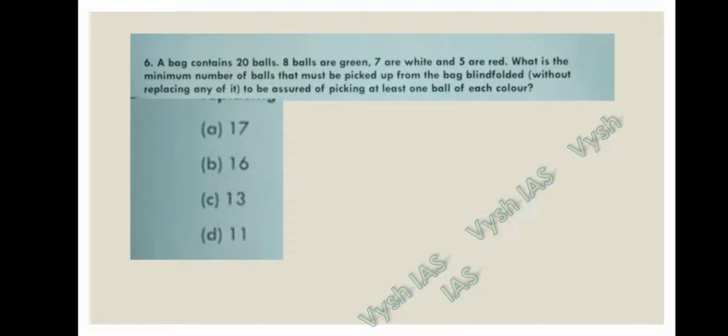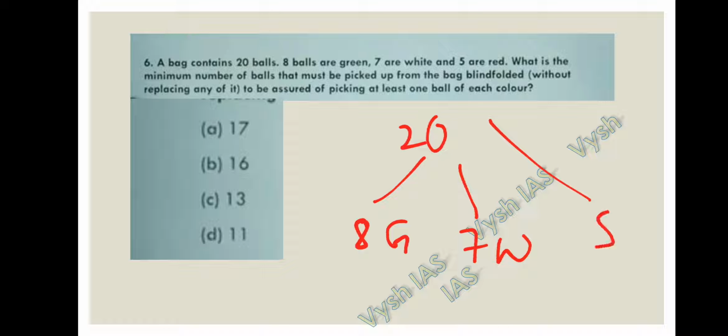Question number 6. A bag contains 20 balls. From these 20 balls, 8 balls are green, 7 are white and 5 are red. What is the minimum number of balls that must be picked up from the bag blindfolded without replacing, to be assured of picking at least one ball of each color? So they have given that there are 20 balls, among which 8 are green, 7 are white and 5 are red. So at least one of each should be picked up.